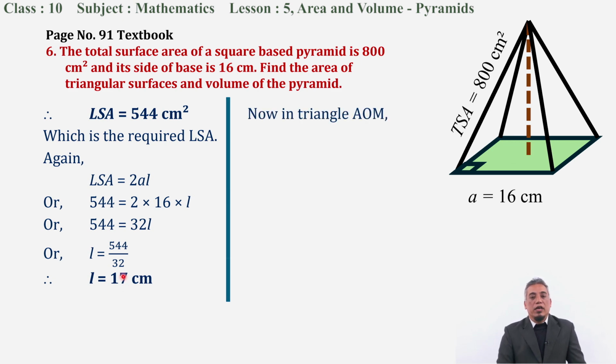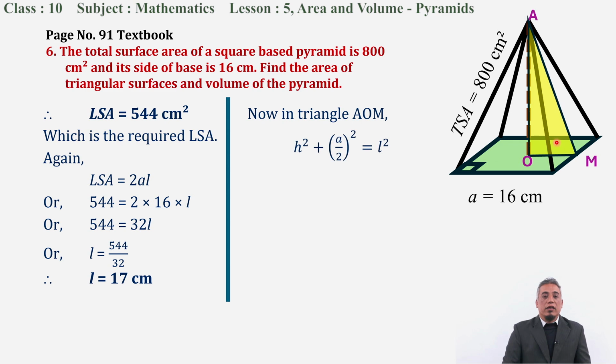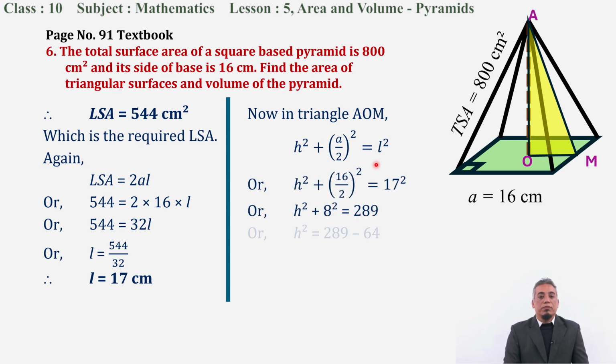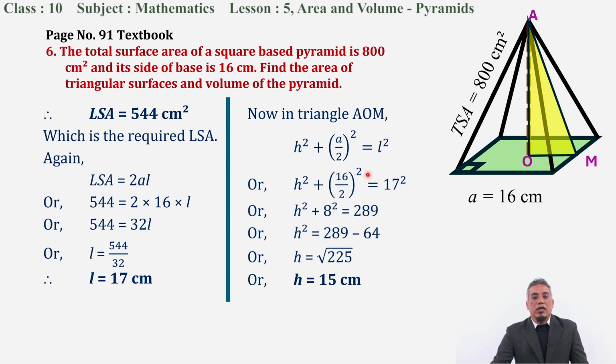Now, in triangle AOM, this is the triangle, here we highlight here, AOM. This triangle we have frequently used here. This has relation H square plus A by 2 square equals to L square. And when we substitute the values, it gives value of H as 15 centimeter. I will advise our students to check these all calculations.